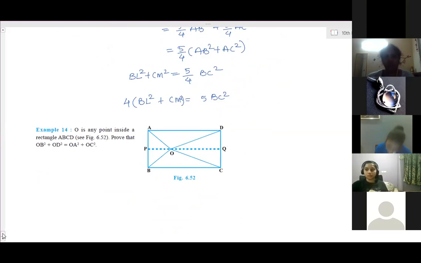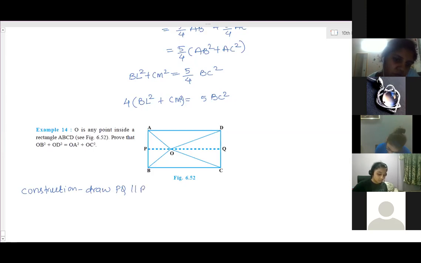O is any point inside the rectangle ABCD. Prove that OB square plus OD square is equal to OA square plus OC square. So here we have to do the construction, that is through point O, we have to draw line PQ parallel to BC. Construction: draw PQ parallel to BC through point O.